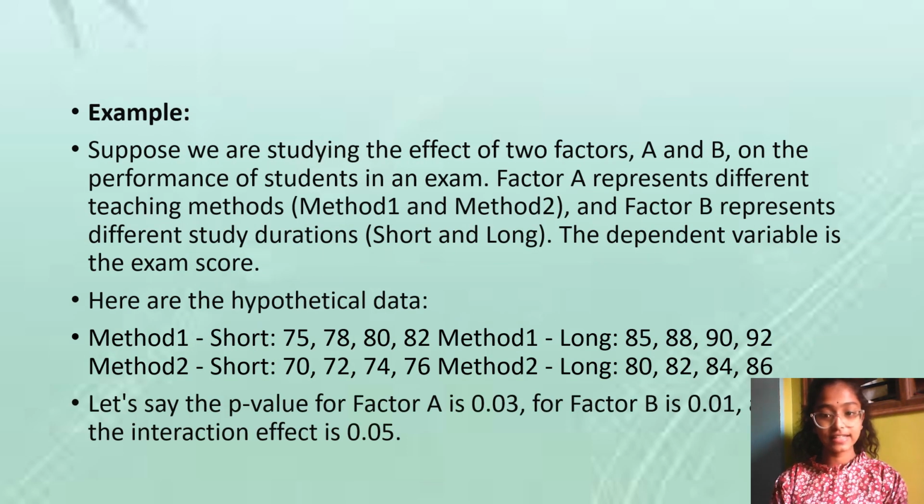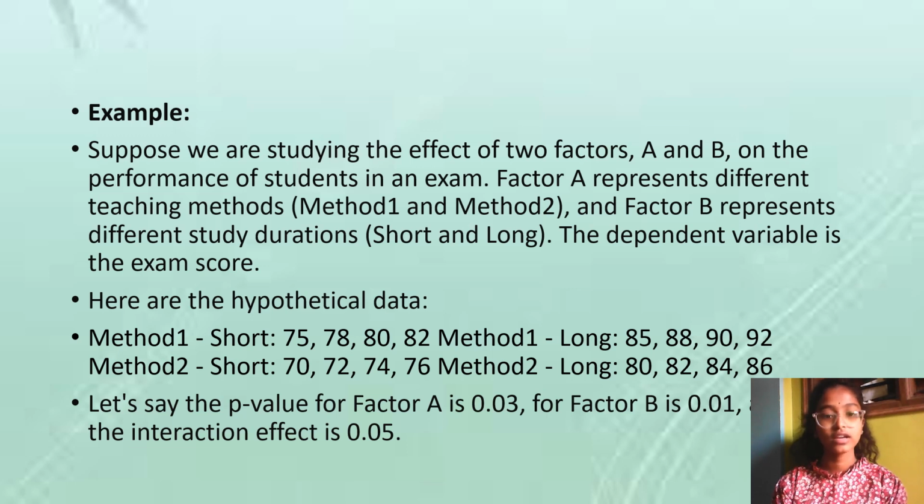Let us see an example of two-way ANOVA. Suppose we are studying the effect of two factors A and B on the performance of students in an exam. Factor A represents different teaching methods, method 1 and method 2, and factor B represents different study durations, short and long. The dependent variable here is the exam score. Here is the hypothetical data.